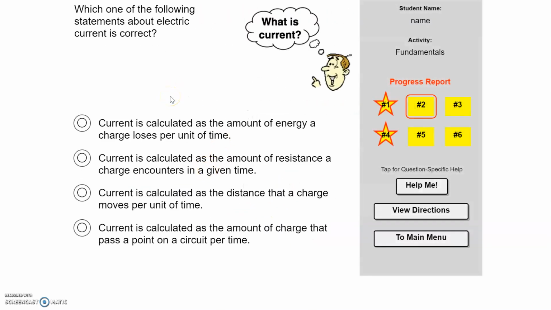Which of the following statements about electric current is correct? Current is calculated as the amount of energy a charge loses per unit time. Well, that's not what we define today. It is also not the amount of resistance. It is not the amount of distance. Current is calculated as the amount of charge, Q, that passes a certain point in time. So this is the one that you're looking for, the amount of charge divided by the time.